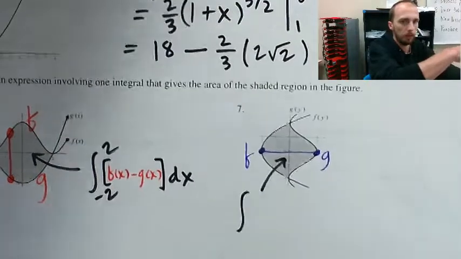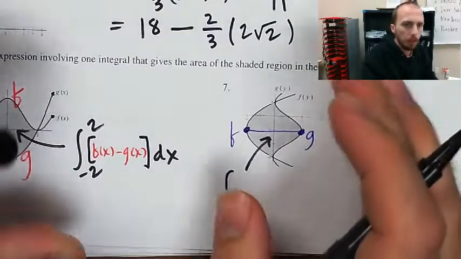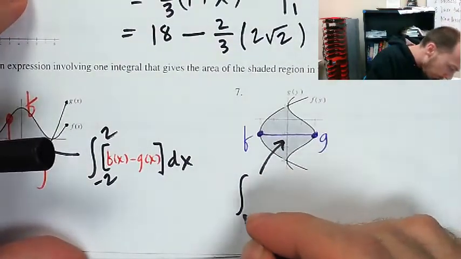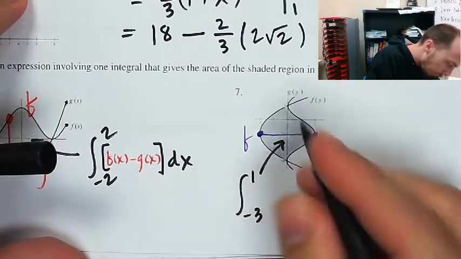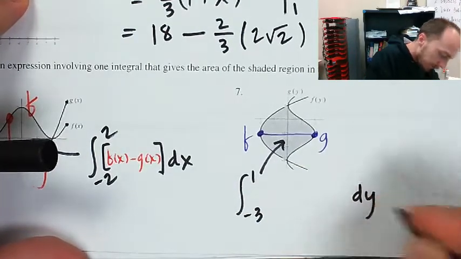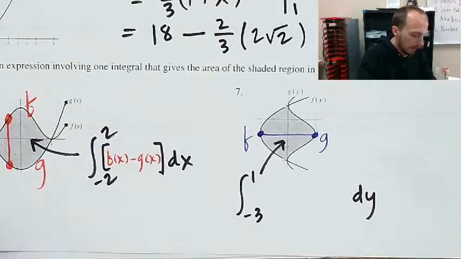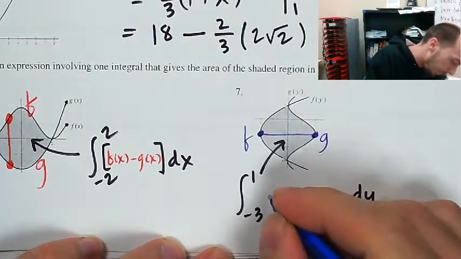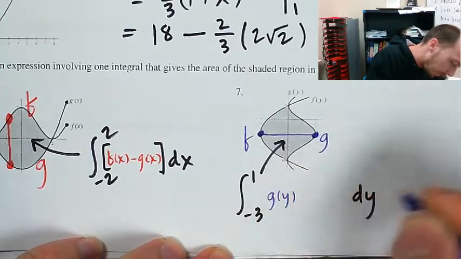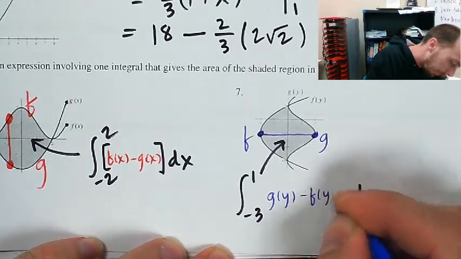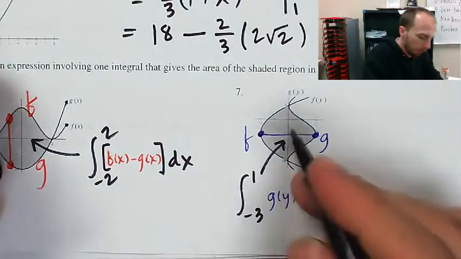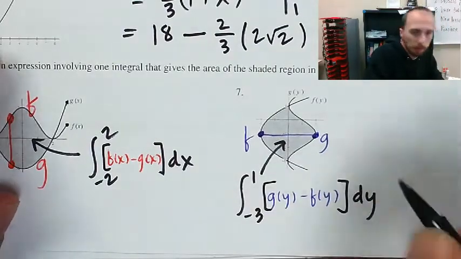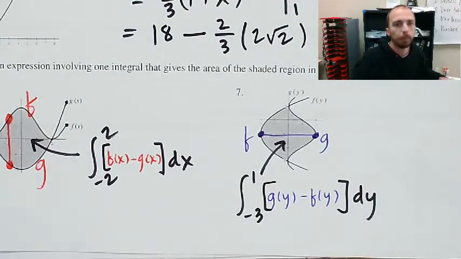Let's see how I could scroll that down a little bit. All right, so y going from -3 to +1. So it'll need to be dy. And then on the inside, I've got right minus left, greater minus lesser. So g of y minus f of y. And if you want to, you could put grouping symbols around that, but if you didn't want to, that'd be fine too.